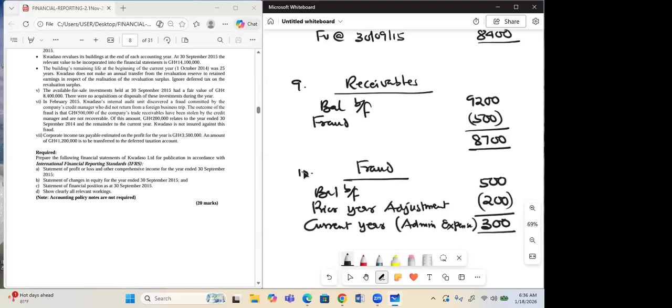Yes, sir. Do we understand? Yes, sir. The fraud of 500 will first reduce our receivables. Then after that, they are telling us that out of the 500 itself, 200 belongs to last year, and so that will be a prior year adjustment. Then the rest of the 300, which is for this current year, will be an administrative expense for the current year. Are you following everybody?